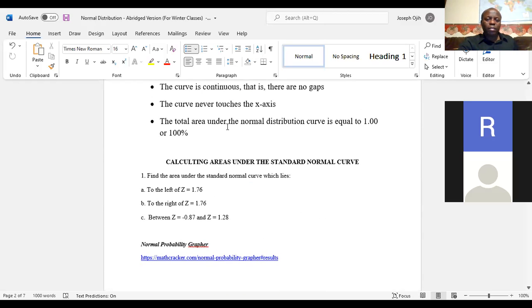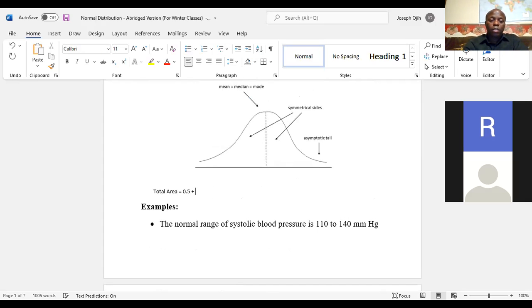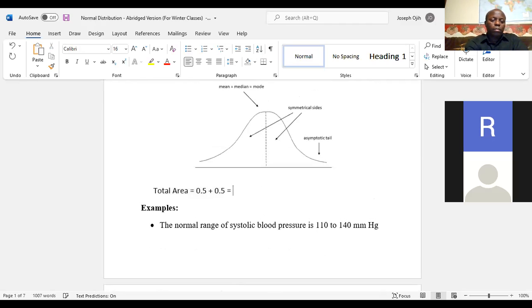Then the total area of the normal curve is equal to 1 or 100%. So for this curve, half of this is 0.5. The other half is 0.5. 0.5 plus 0.5 equals 1, which I can call 100%.